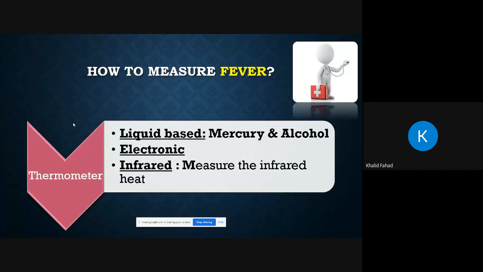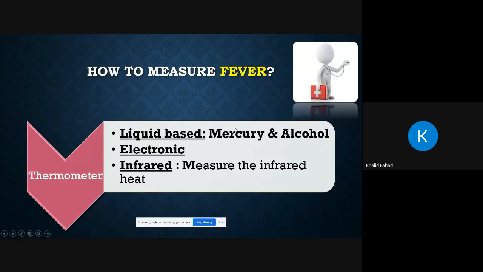What are the types of thermometer? We have the liquid-based thermometer, which is usually mercury or alcohol. Nowadays, they are rarely used because of inaccuracies and potential for fragility and fracture, which will result in swallowing of the mercury or alcohol. So it's potentially toxic, and it needs good calibration and professional use. So not everyone can use these methods.